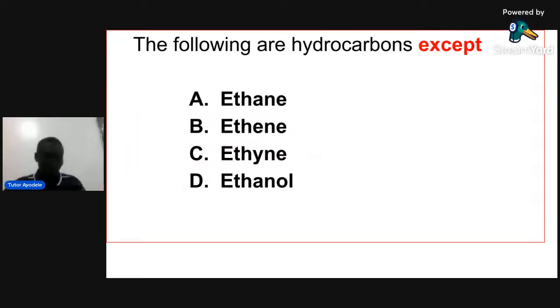This is another question: the following are hydrocarbons except. When we talk about hydrocarbons, as I've said, it only contains hydrogen and carbon. Look at the answer: this one is wrong, ethanol, because ethanol is C2H5OH. Oxygen has been added to it. Oxygen is not hydrocarbon. Hydrocarbons contain hydrogen and carbon only.